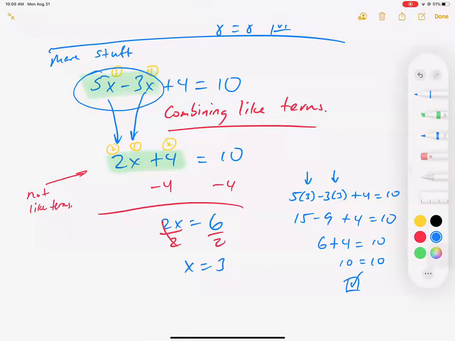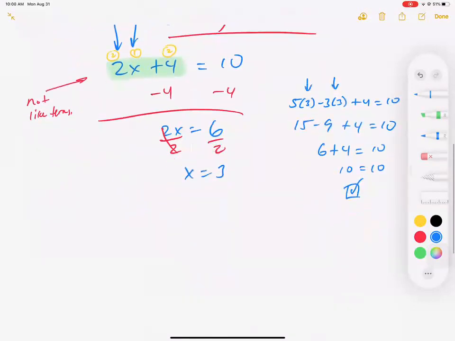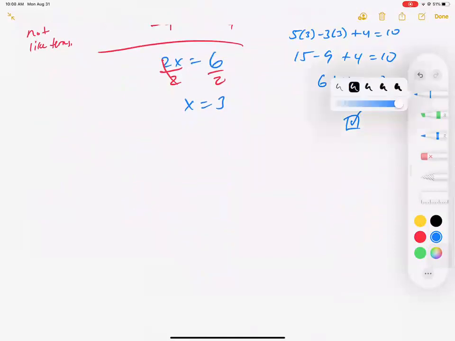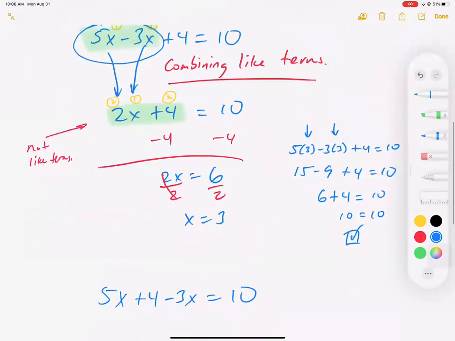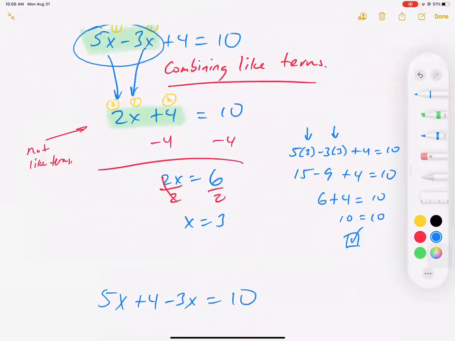Now, does this always work? Well, let me rewrite this a little differently. What if I wrote 5x plus 4 minus 3x equals 10? What if I mix it around? So look at them. They look similar, but they're in a different order. And there is a math skill called associative property as well as commutative property.